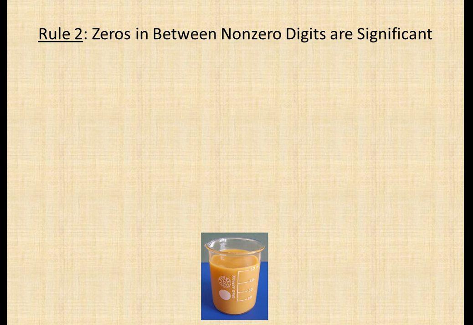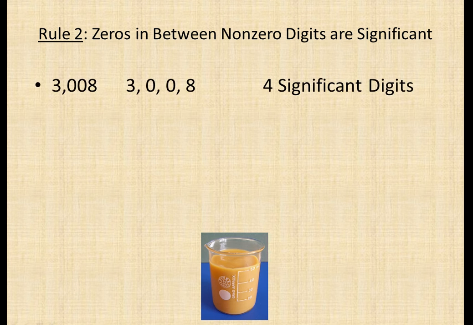The second rule of significant digits says that zeros in between non-zero digits are significant. So let's take a look at an example. We know that 3 and 8 are significant digits. And then it says zeros in between. Well, these are in between. So we have 3, 0, 0, and 8, which are all significant digits, and so we have 4 significant digits in this number.